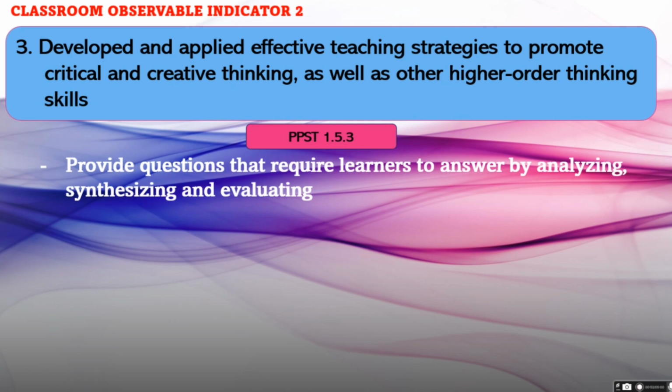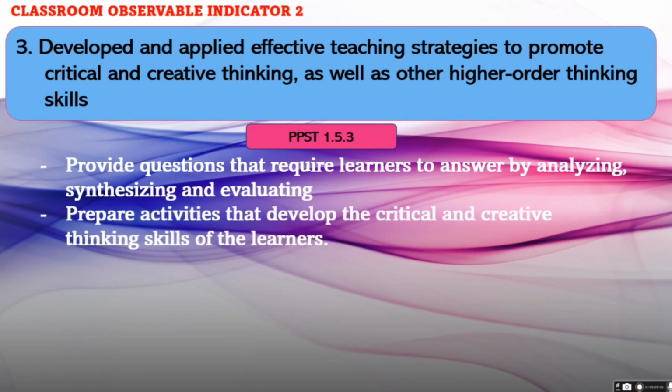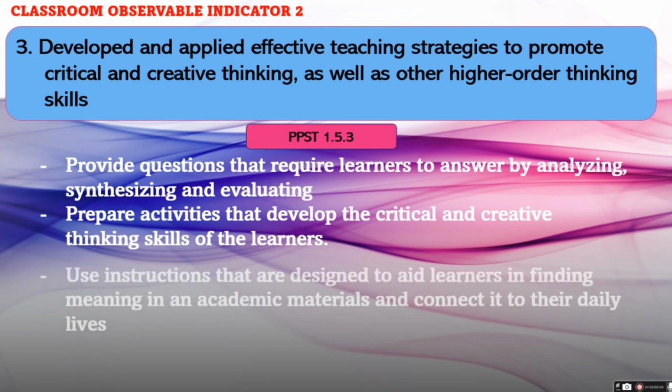As teachers, we should have a profound understanding of how learning goals are structured so we can formulate questions appropriate to the levels of thinking of our students. Next one, prepare activities that develop the critical and creative thinking skills of the learners. We need to remember that our instruction should apply a range of strategies to develop creative, critical, and higher order thinking skills. Our learners are thinking and creative individuals. Our role then is to unleash the creativity in each of our learners.